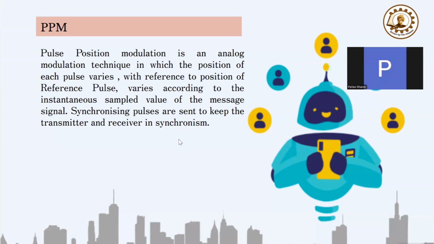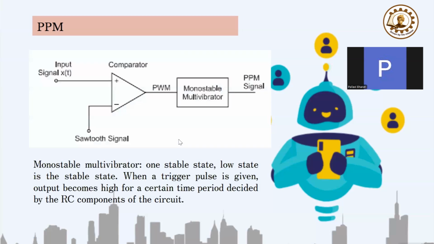Synchronizing pulses are sent to keep the transmitter and receiver in synchronization. So see, in the previous one, we have already generated a PWM signal. You have understood how we are generating the PWM signal: a sawtooth generator, and the input signal is given to the comparator. Now, what is happening to generate the PPM?